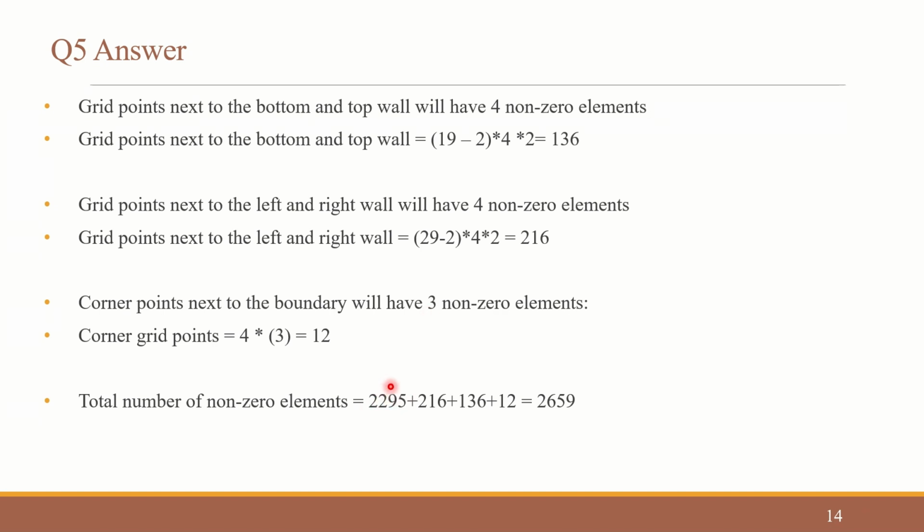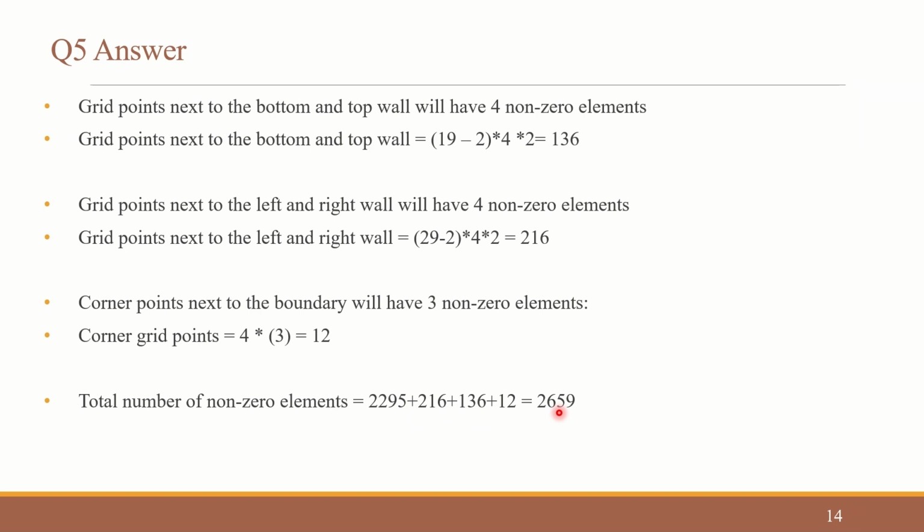136. This is interior points. This is bottom and top wall. This is left and right wall. And this is a corner grid points. So when we sum up all this, what we have is 2295 plus 2016 plus 136 plus 12, which is summing up to 2659. So the total number of non-zero elements is this.